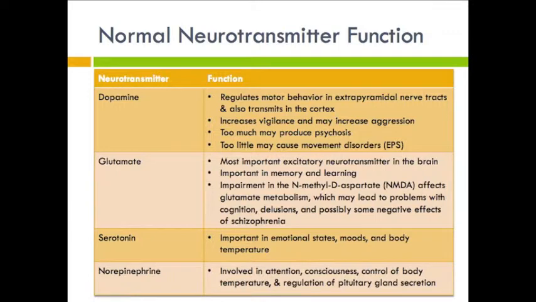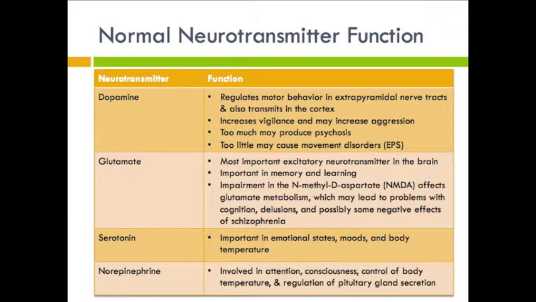So now let's review the normal neurotransmitter function. First, we have dopamine. It regulates motor behavior in extrapyramidal nerve tracts and also transmits in the cortex. It increases vigilance and may increase aggression. Too much may produce psychosis, and too little may cause movement disorders.